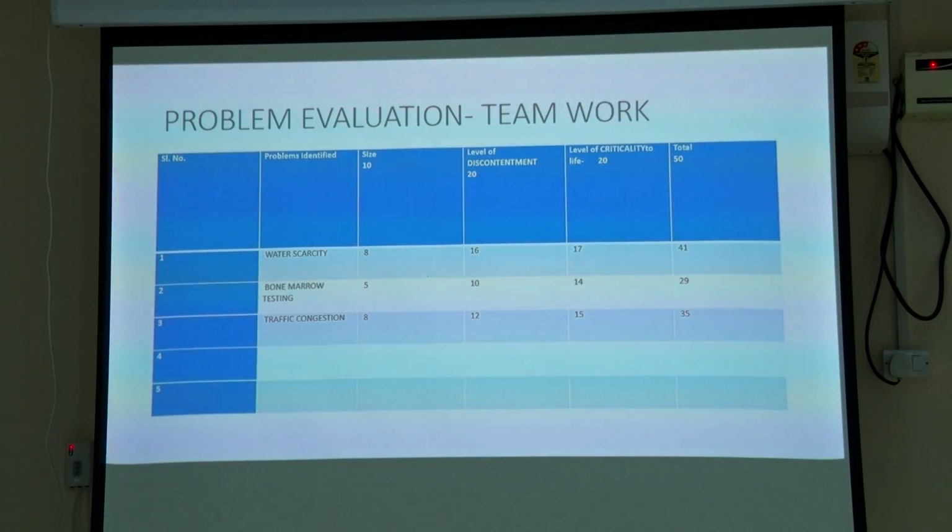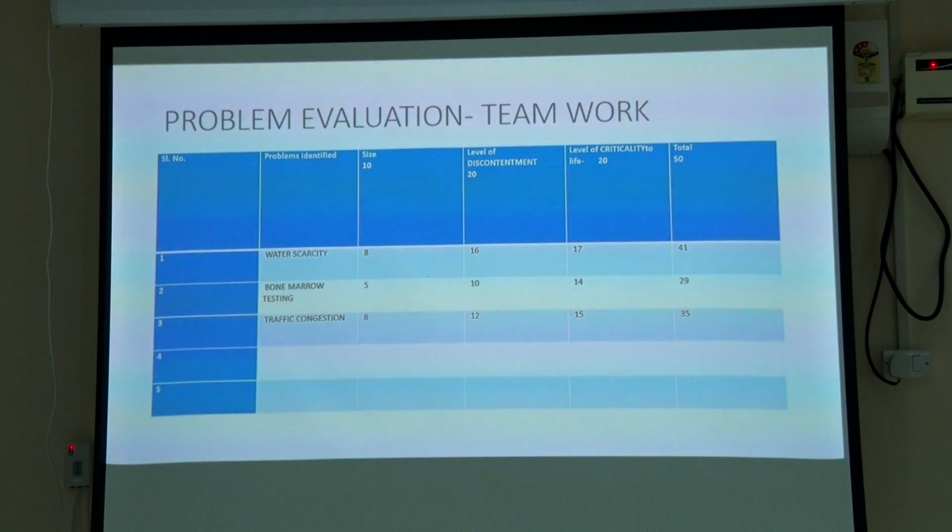Now I am going to explain how this evaluation score is done. All problems are evaluated on 3 parameters: the size of the problem, which includes the impact, 10 marks; the level of discontentment, 20; and the level of criticality, 20. Now let me explain each of these. The size refers to how big the problem is and how big the impact is. So out of 10, you score high if the impact is very big. Since you have already evaluated it, you score it out of 10.